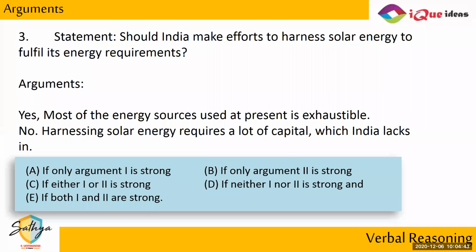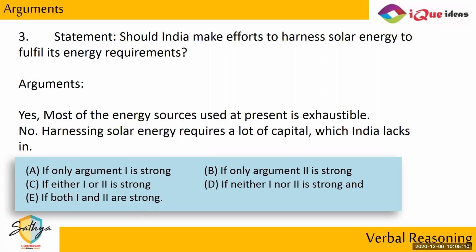Chalo. First, should India make efforts to harness solar energy to fulfill its energy requirements? First argument, yes, we should. Why? Because most of the energy sources used at present is exhaustible. Is it true? Whatever we are using at present is exhaustible. Yes, presently we are generally using coal and petroleum products, and yes, they are exhaustible. So, factually, it is correct.